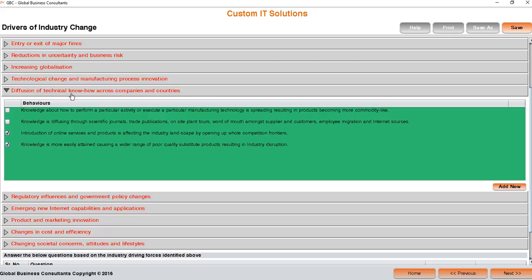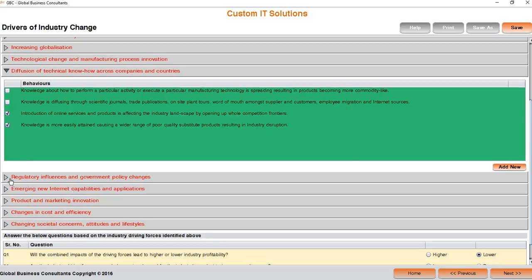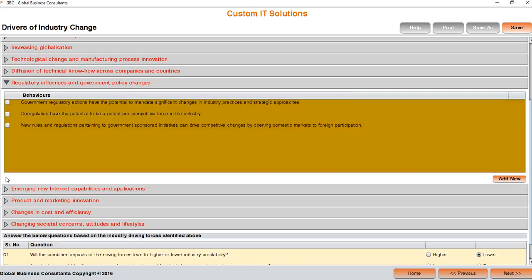With respect to diffusion of technical know-how across companies, we are seeing an introduction of online services and products affecting our industry landscape by opening up whole new competition frontiers. The second behavior relevant to us was knowledge is more easily attained, causing a wider range of poor quality substitute products, resulting in industry disruption. So we are seeing international coders with not much experience taking up projects, and customers are becoming more and more skeptical of coders, putting more pressure on the industry.